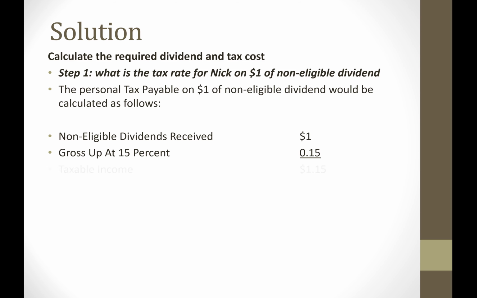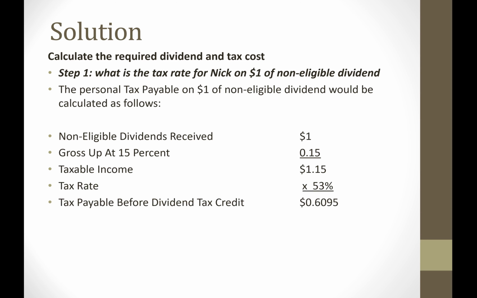So $1 plus 15 cents, his taxable income would be $1.15. Now, he's going to pay tax at a rate of 53%, so he's going to pay tax of 60.95 cents for every dollar of non-eligible dividend received.